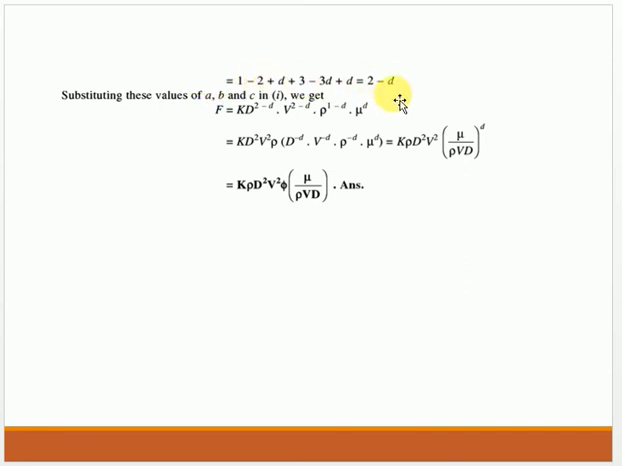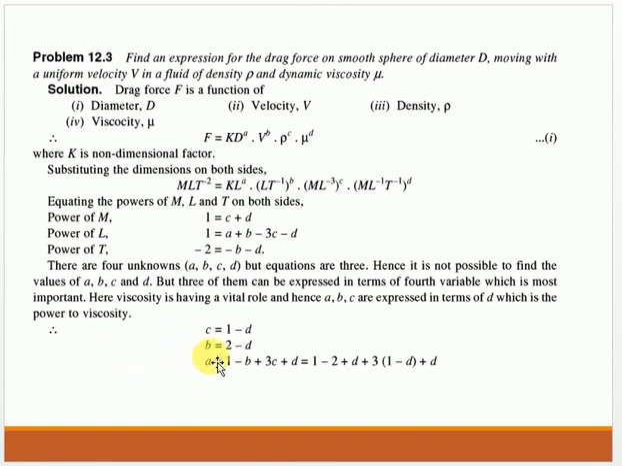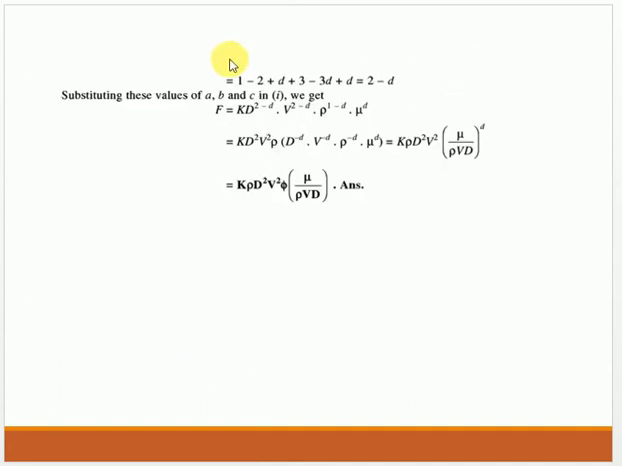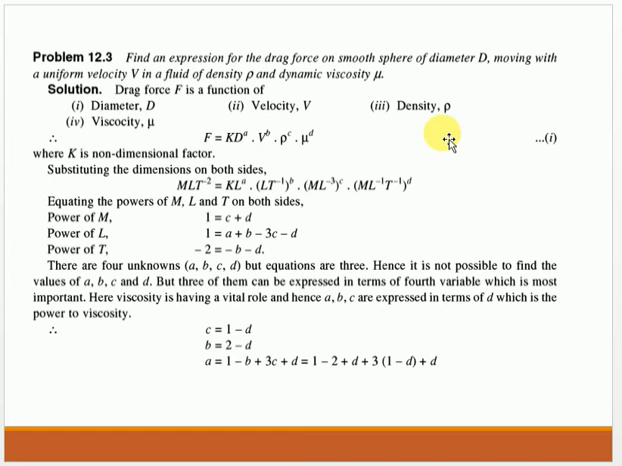So now you can be clear that a in terms of d, b in terms of d, c in terms of d. So c equal to 1 minus t, b equal to 2 minus t, a equals 2 minus t. Okay, so now we're going to substitute the values of a, b, c in equation number 1.